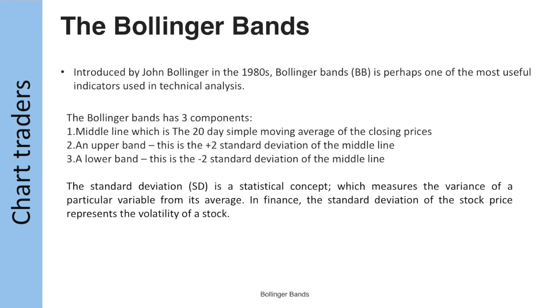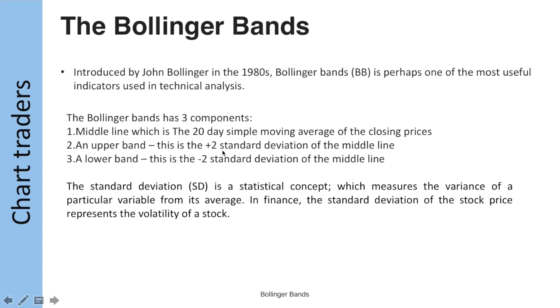It was developed by John Bollinger, and it has three main components: the middle line, the upper band, and the lower band. Normally the middle line is a 20-day moving average, the upper band is plus 2 standard deviations from the middle line, and the lower band is minus 2 standard deviations from the middle line.